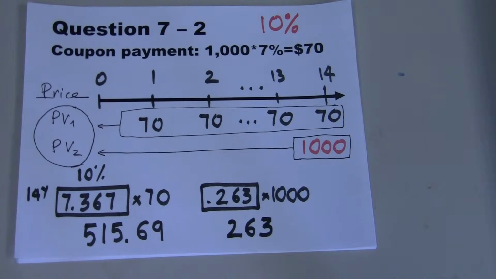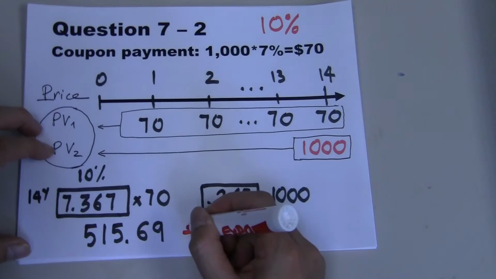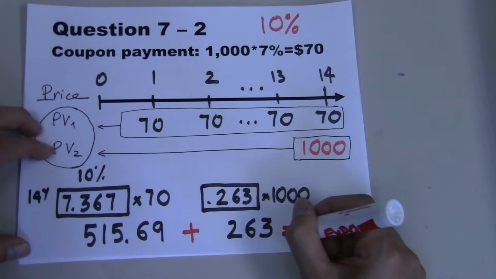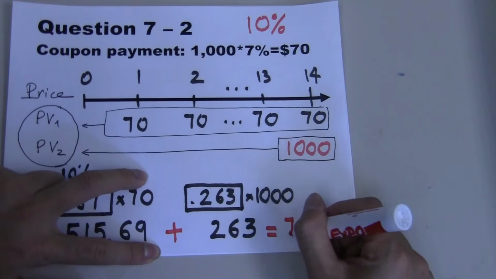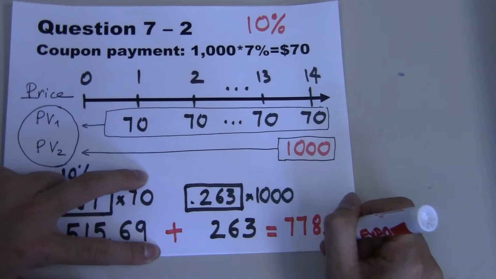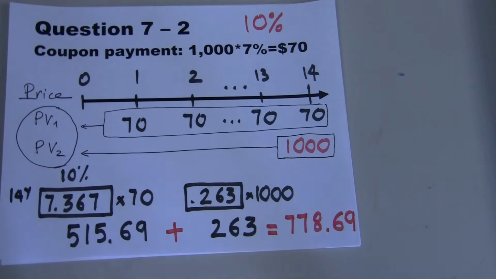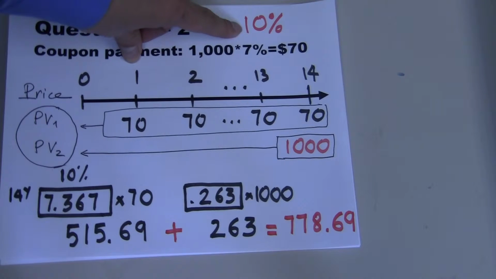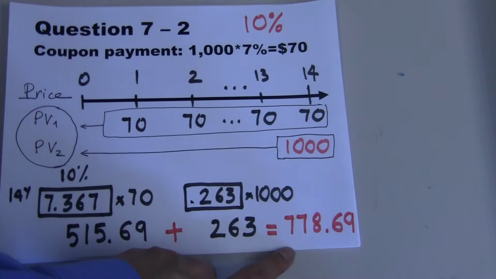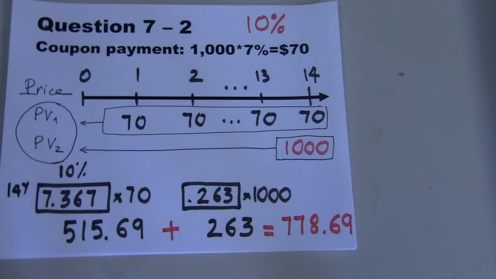So now, once we have PV1 and PV2, you add them up, and you have the value of 778.69. So the value of the bond, priced at the required rate of return of 10%, is 778.69. Yep, we are done. Thank you.